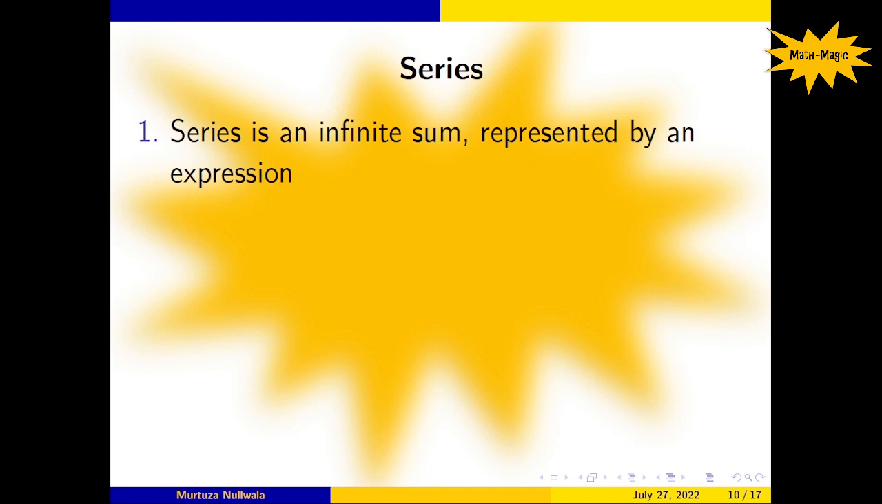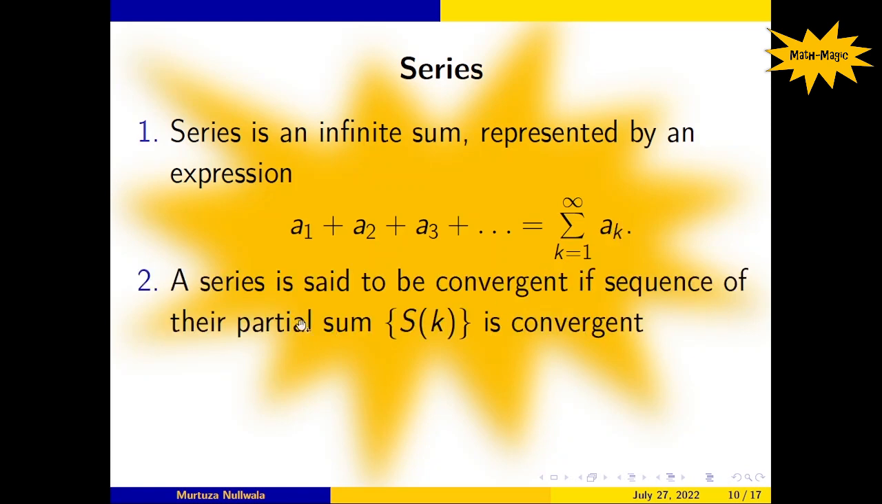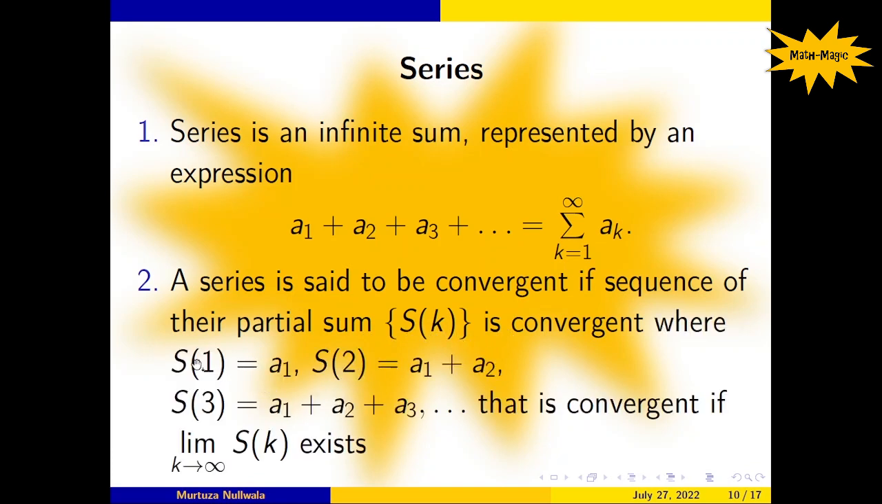So now let's define what a series is. A series is an infinite sum represented by an expression a1 + a2 + a3 + and so on. It can be written in the compact form, summation of k equals 1 to infinity of a_k. A series is convergent, which basically means this infinite sum is finite, if the sequence of its partial sums s_k is convergent. The sequence of partial sums is s1, which is a1, s2 is a1 + a2, s3 is a1 + a2 + a3, and so on.